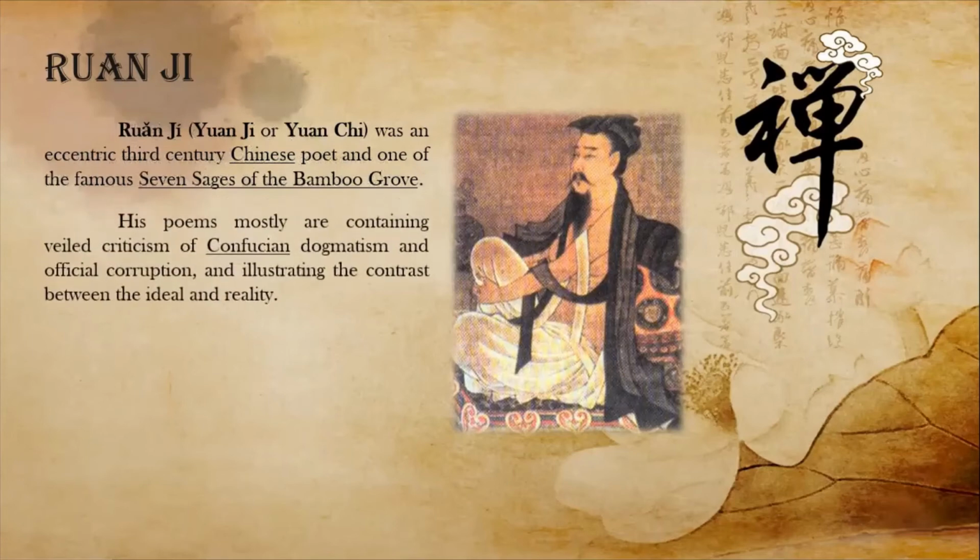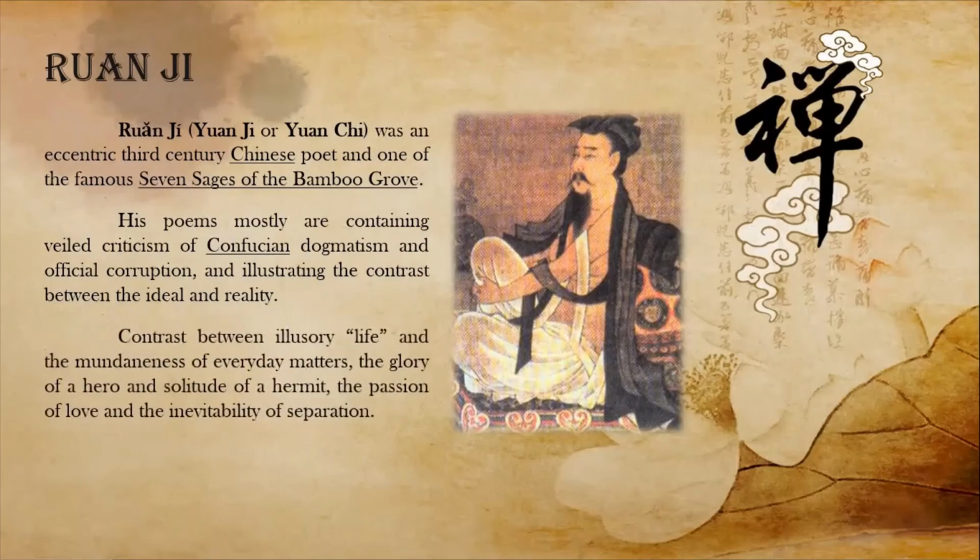Ruan Ji wrote lyrical poetry and essays containing veiled criticism of Confucian dogmatism and official corruption, and illustrating the contrast between the ideal and reality. His poems frequently illustrated the contrast between illusory life and the mundaneness of everyday matters, the glory of a hero and solitude of a hermit, the passion of love and the inevitability of separation.